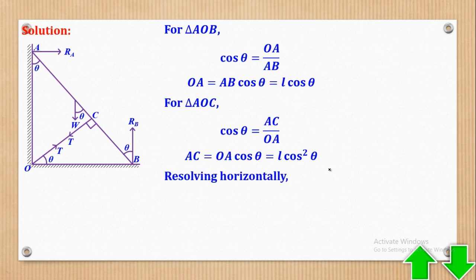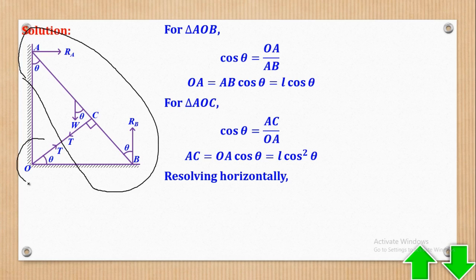So I'll start by resolving horizontally. When I resolve horizontally, forces to the right are equal to forces to the left. So for the forces to the left, I have to resolve this tension. Now there are two tensions, but our interest is the forces on the rod. So these are the forces on the rod. This force we ignore because it's on this wall.